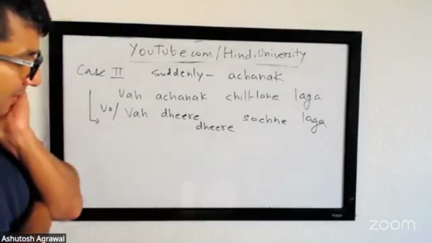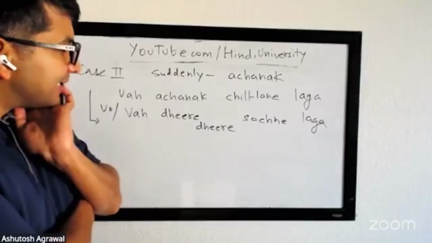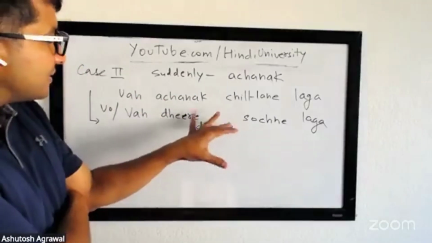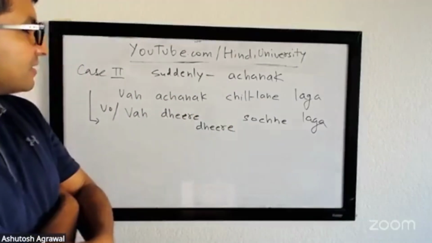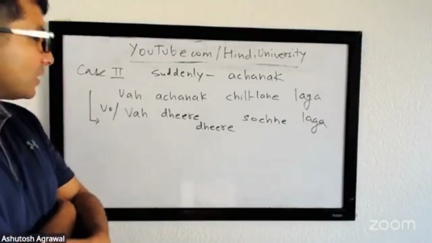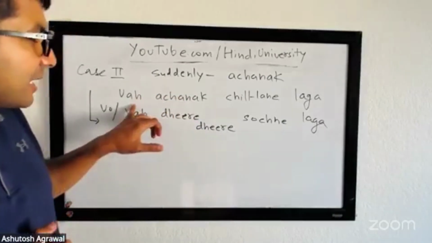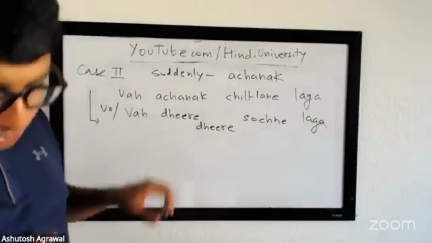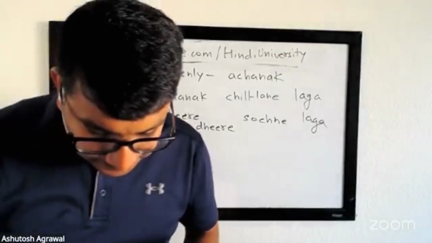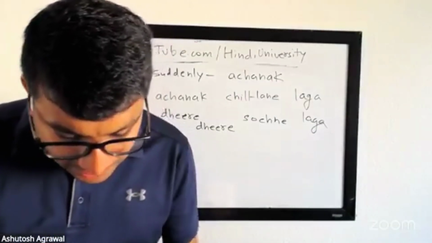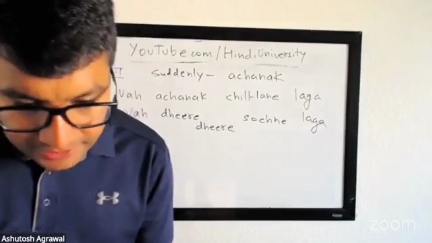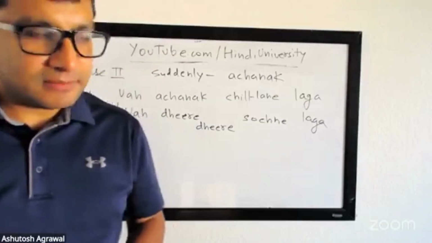I'll come back to this one. Right now we'll stick to the simpler one. I'll figure out the "se" situation grammatically, how it works. But right now we'll stick with this one: वो अचानक चिल्लाने लगा और वो धीरे-धीरे सोचने लगा, right? अच्छा. Let's see. Add more to it. Any other adjectives you guys can think of?